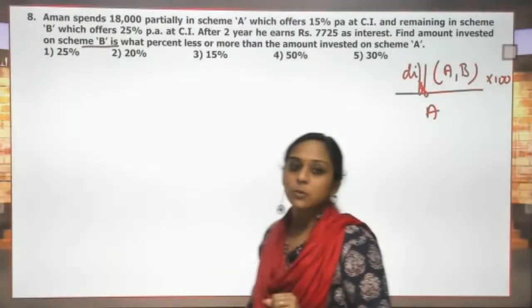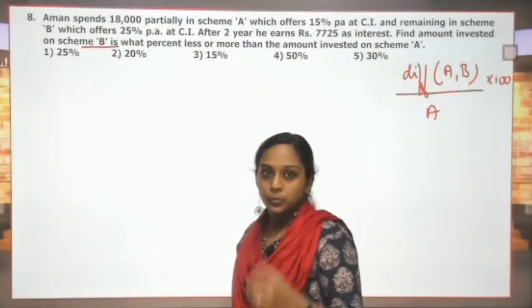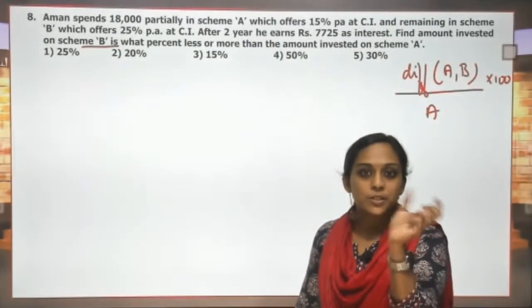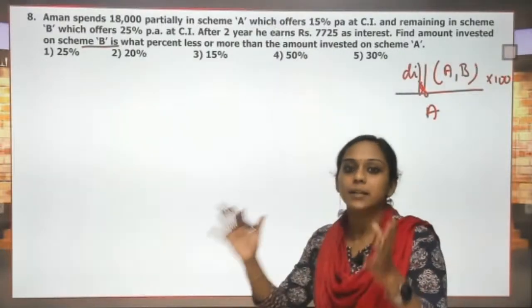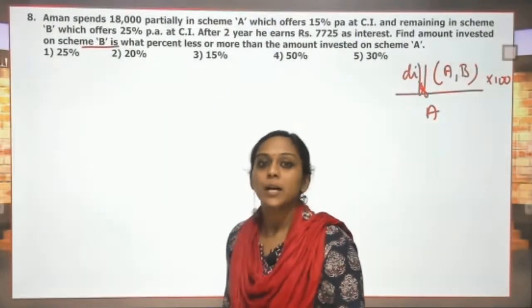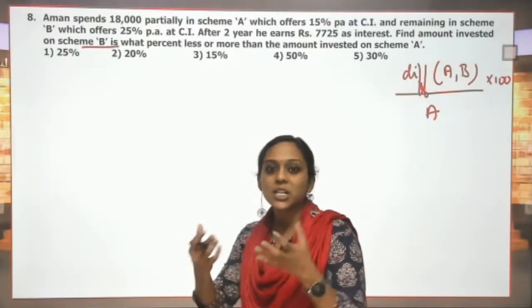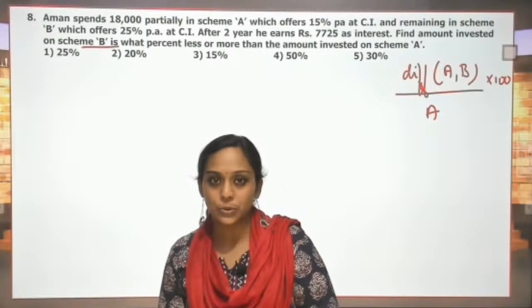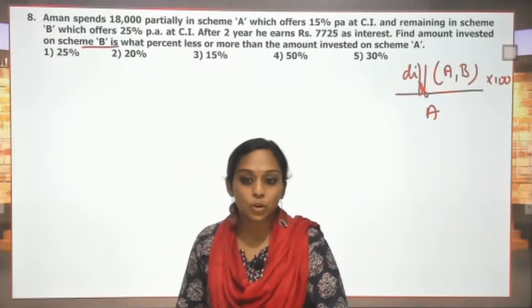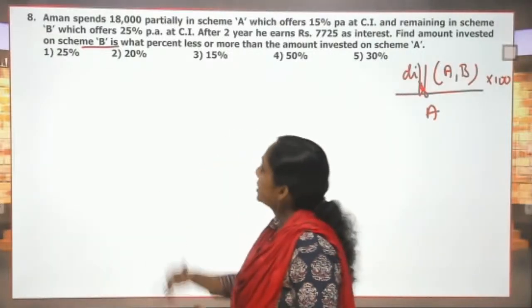Okay, so let's find out the ratio. How to get the ratio? How can you find out the ratio in which this 18,000 is divided between scheme A and B? There, I am going to apply the concept of allegation. In allegation, the result is always a ratio, isn't it? So in order to get a ratio, I am going to allegate it.